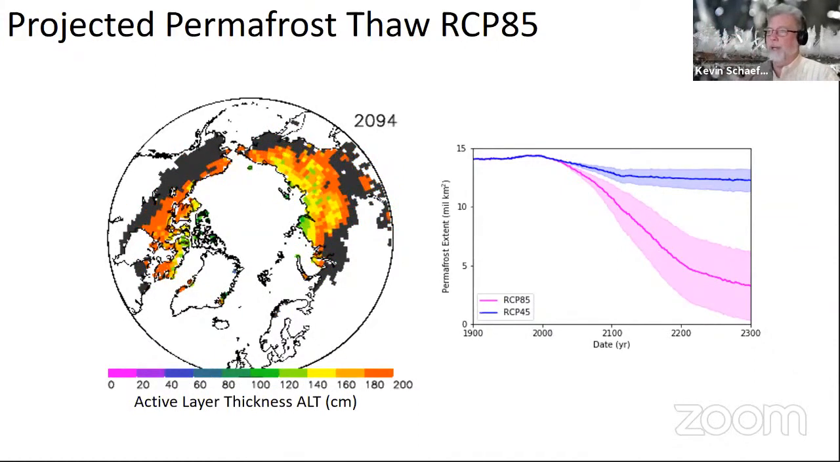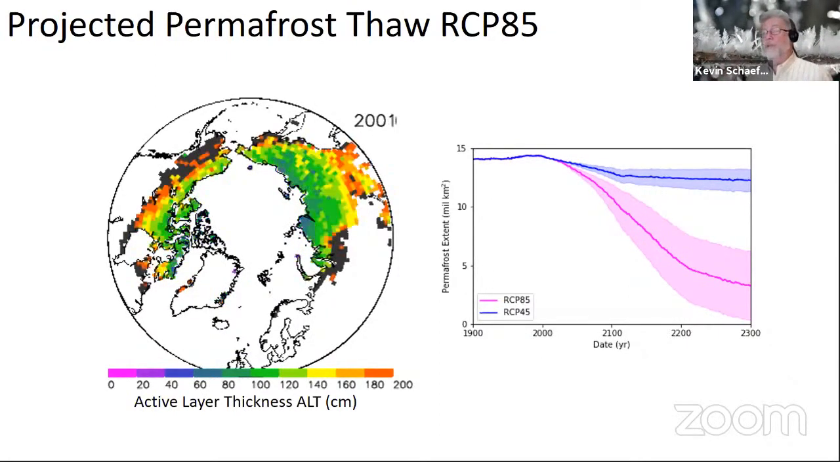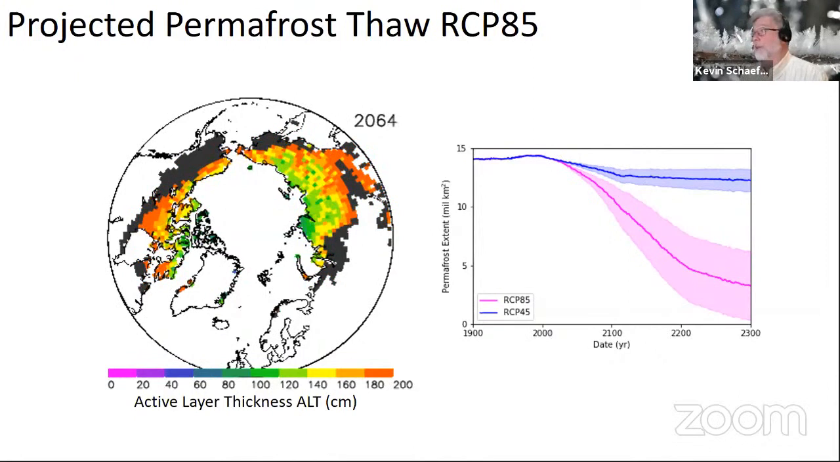But also what's happening is the amount of permafrost is getting less because it's thawing out from the south to the north. So the permafrost is thawing from the top down and from the south to the north. And on the right is a simple plot showing the total permafrost extent. On the horizontal axis you've got date, and on the vertical axis you've got area in millions of kilometers squared.